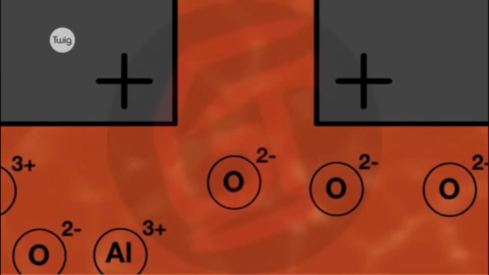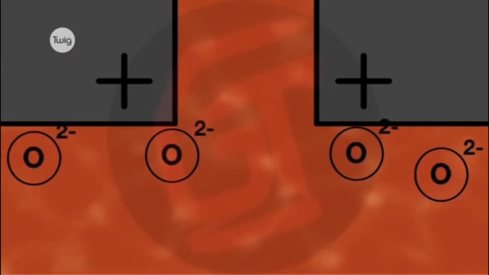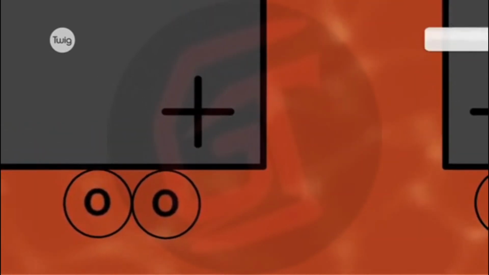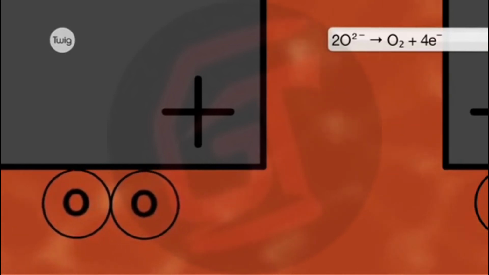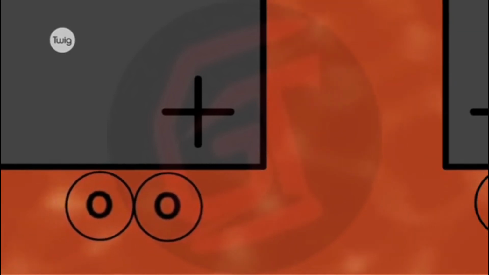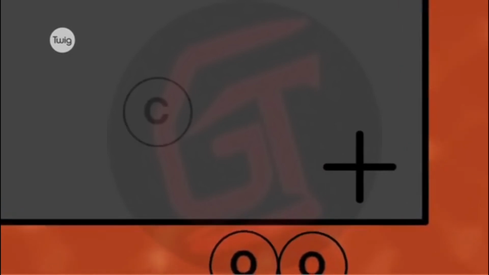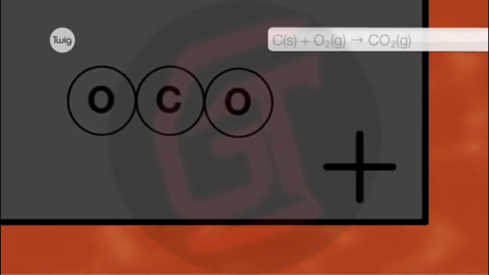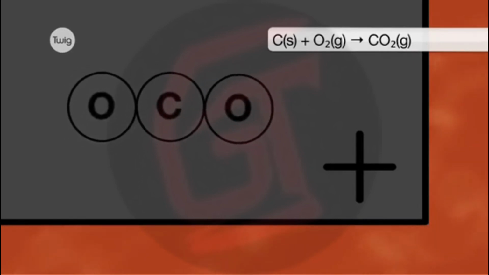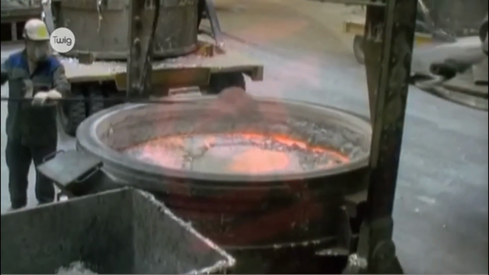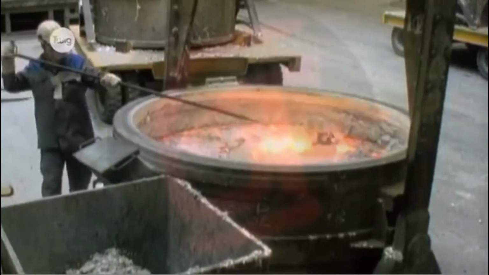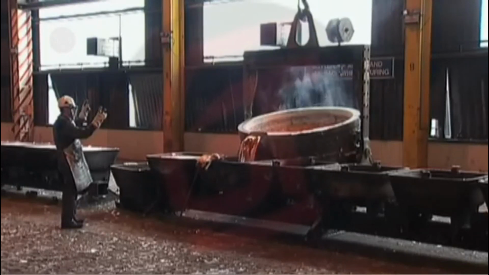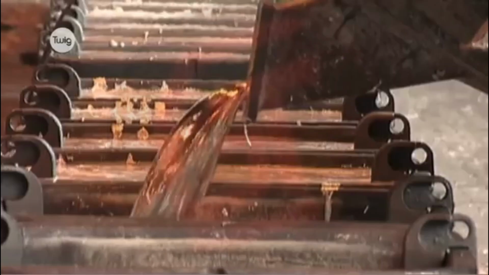The negative oxide ions are attracted to the positive carbon anode, where they lose electrons to form oxygen gas, before bonding with the carbon of the anode to produce carbon dioxide gas. When final impurities are removed, pure aluminium is left. This process is used to extract millions of tons of aluminium each year.